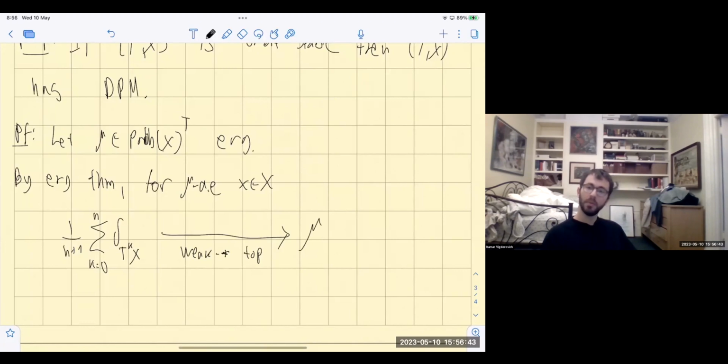to mu. Maybe sometimes you see the Birkhoff theorem with functions, but this is exactly the same thing. What does weak star convergence mean? It means that when you evaluate these measures on continuous functions, you get this convergence. And here you get just the average of the function over the iteration in time, and here you just get the space average of the function.